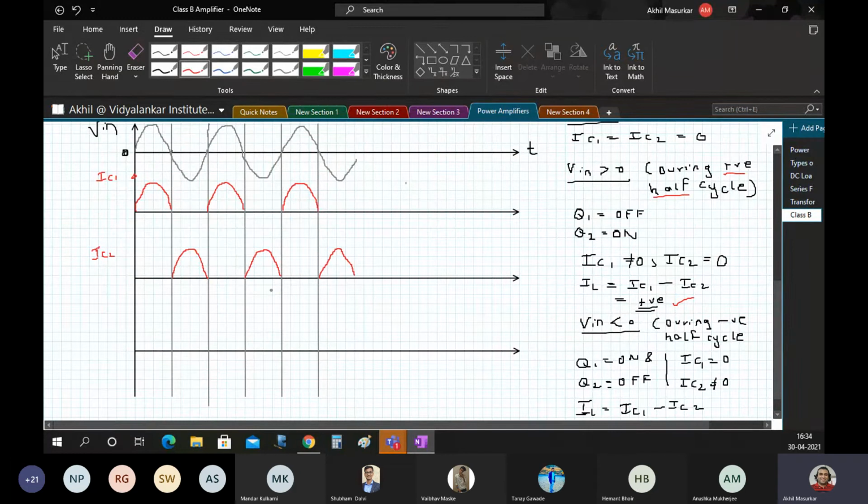And the net current, load current, is IC1 minus IC2. So here it is positive, minus 0 will be positive only. So here I am plotting IL, and 0 minus this thing will be negative. So that's how you get here the values.